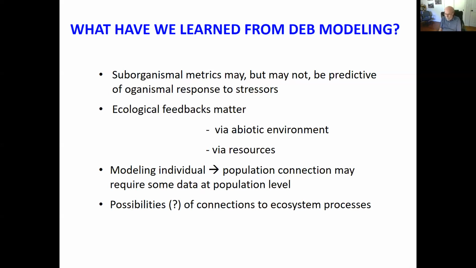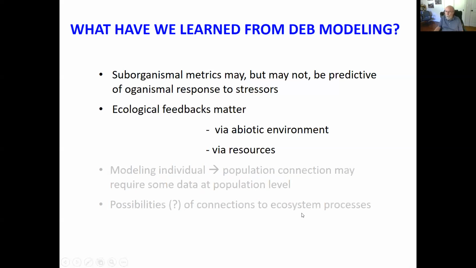And that, I think, says something that many ecologists either have experience of or feel in their guts, which is that you can seldom, except in the most trivial situations, actually predict population dynamics from knowledge of what individuals do. But you can go a long way, and you can greatly reduce the amount of population level data that are required. And then the last bullet point says that, our final example, that there is a possibility of some connections to ecosystem processes.